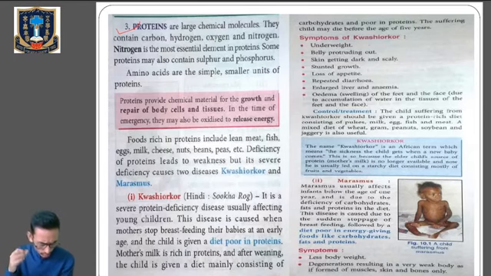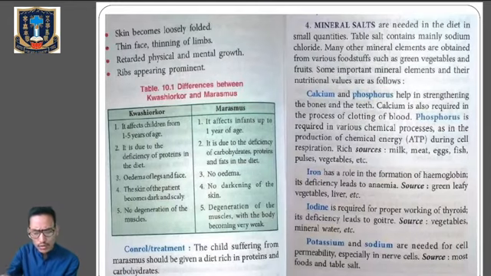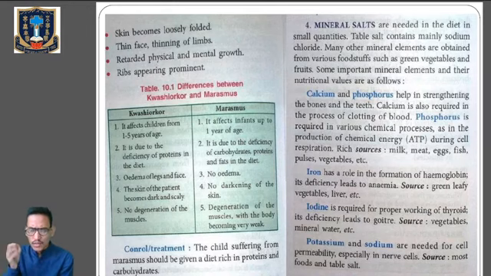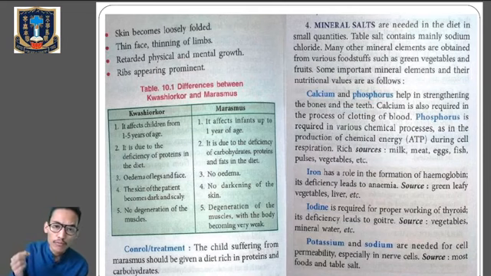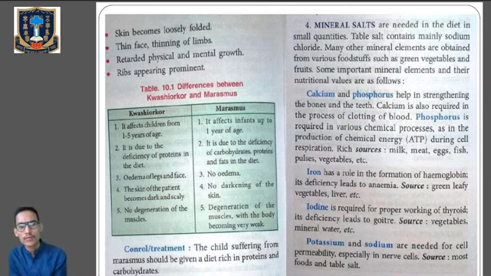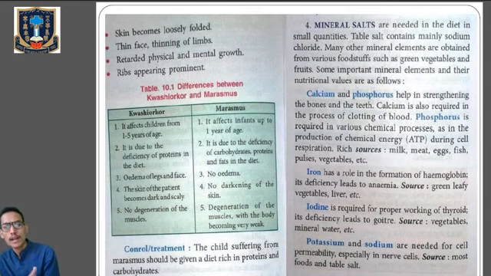It is followed by giving a diet which is poor in nutrient contents like carbohydrates, fats, and proteins. So what are the symptoms? Less body weight, degeneration resulting in a very weak body, with only muscles, skin, and bones. Skin becomes loosely folded, thin face, thinning of limbs, retarded physical and mental growth, and ribs appearing prominent. These are the general symptoms of marasmus. So go through the difference between kwashiorkor and marasmus.